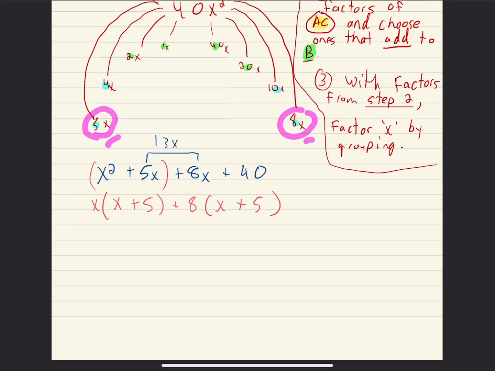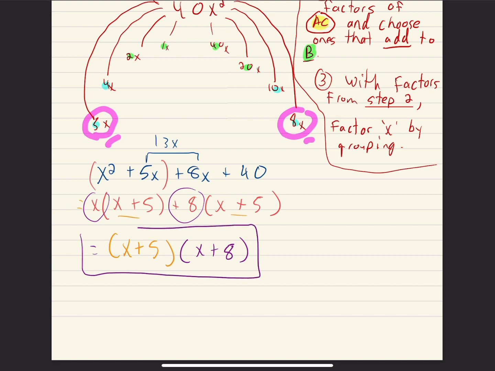Now, if I factor this expression even further, I can see that they both have x plus 5, so I'm going to factor out x plus 5. And when I remove x plus 5 from each, I'm left with x plus 8. And so that gets listed as the other factor. And so my factors here are x plus 5 and x plus 8.